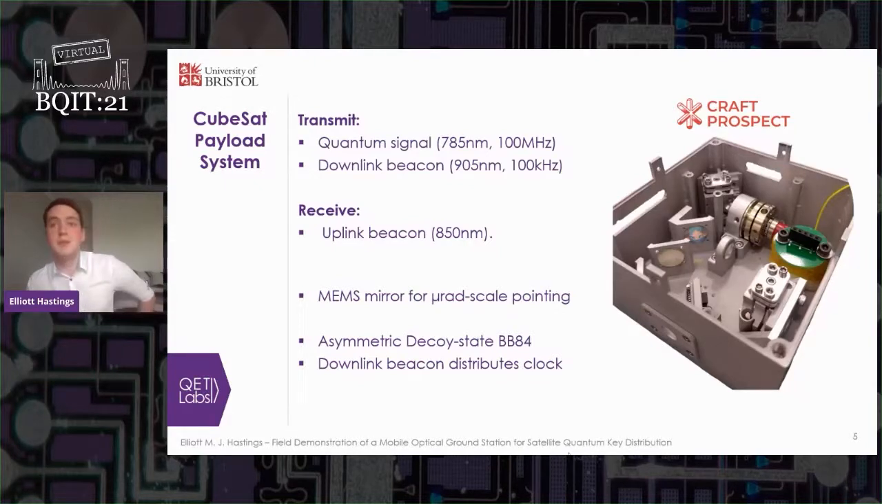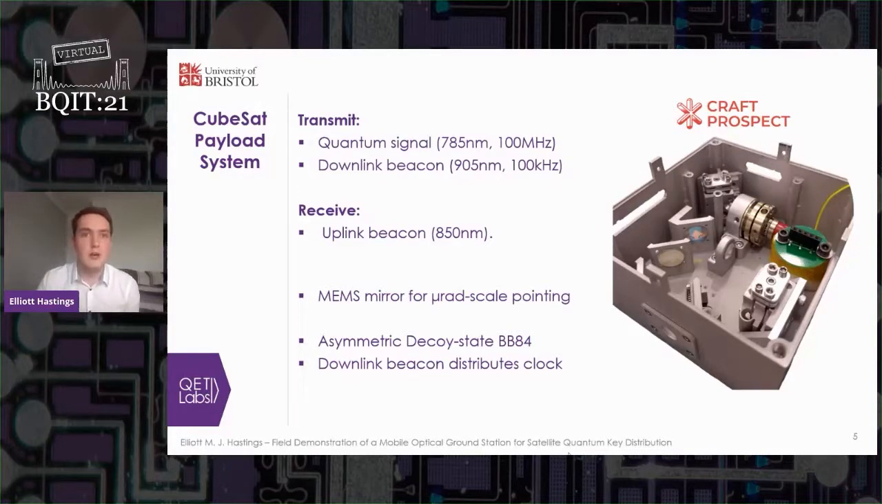The sources for the transmitted beams are being developed at Bristol. The quantum source will use a BB84 protocol with 2 decoy states, and polarization encoding will provide resilience to atmospheric conditions. Basis choice will be asymmetrically weighted in order to increase our key rate.